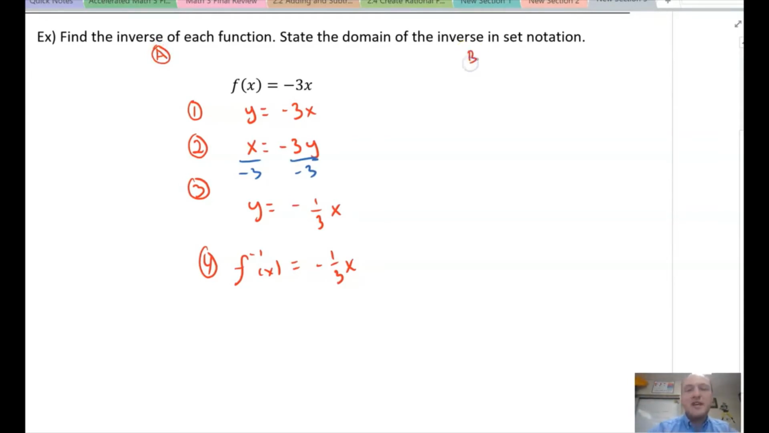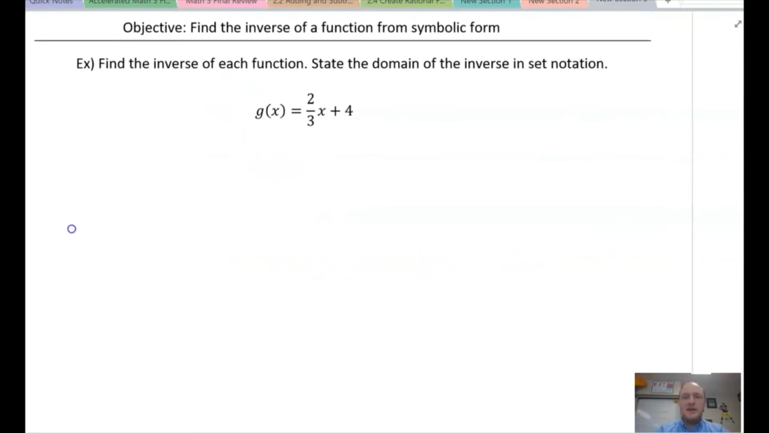Part B, state the domain of the inverse in set notation. For linear functions, we said that the domain is all real values. So this is a linear function. My domain in set notation, set brackets, is the x values such that, that's what that bar means, such that x is between negative infinity and infinity. And there you go.